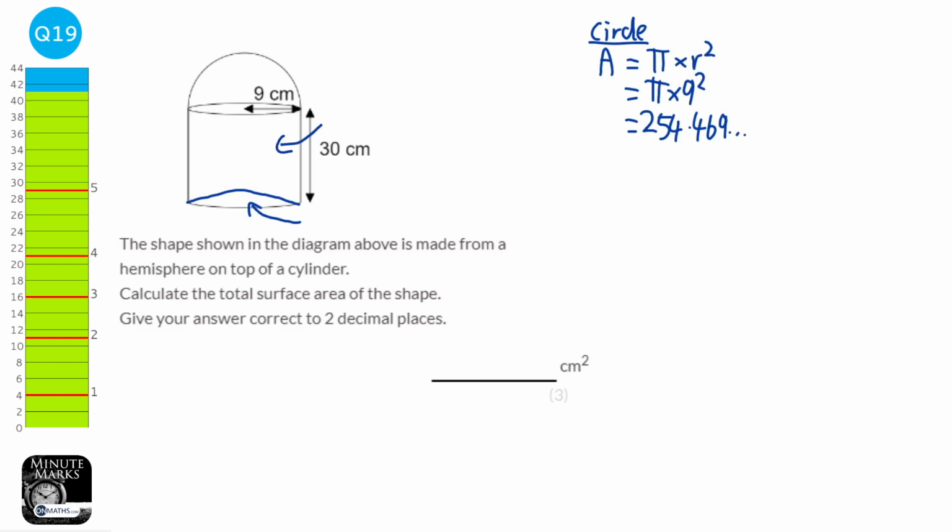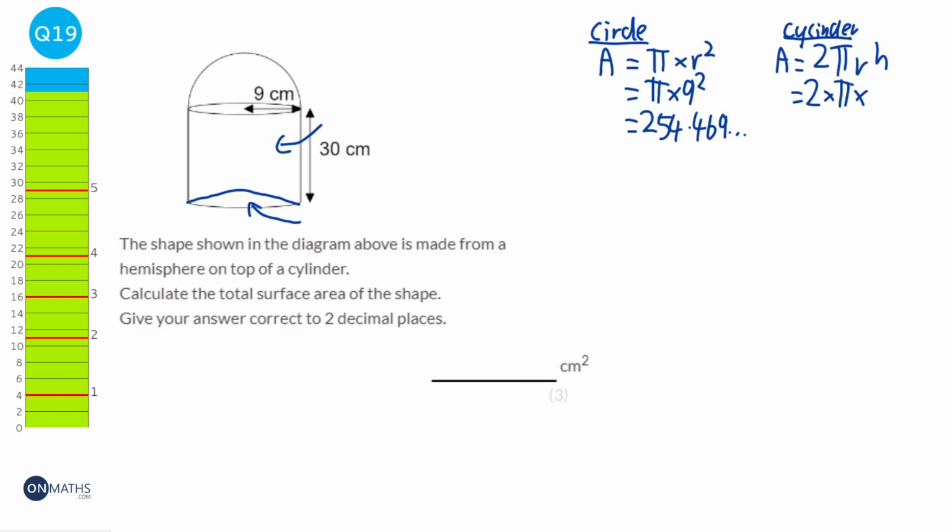Next bit is the curved bit of the cylinder, so we're going to do the cylinder next. It's just the curved bit, and the formula for that is 2 pi r h. So 2 times pi times the radius, which is 9, times the height, which is 30, and that will give us 1696.460 blah blah blah.